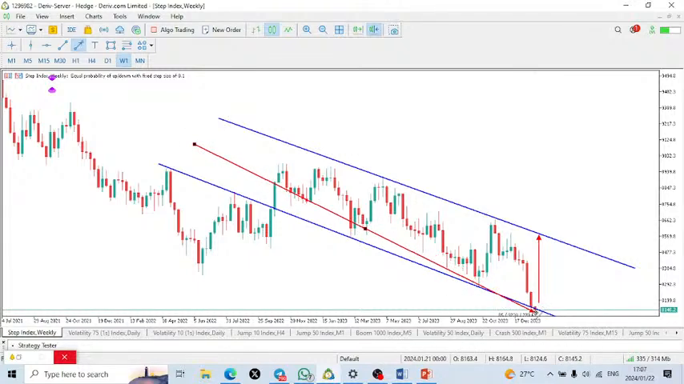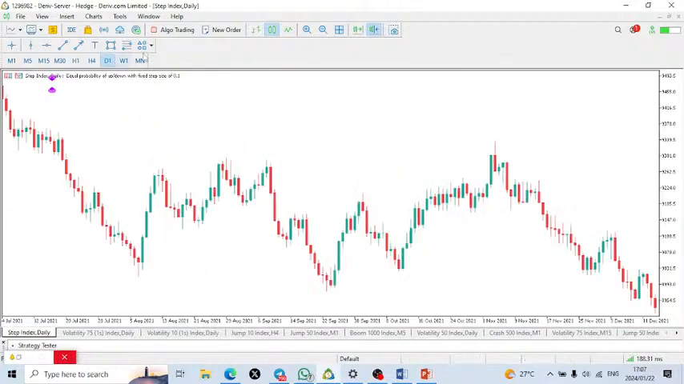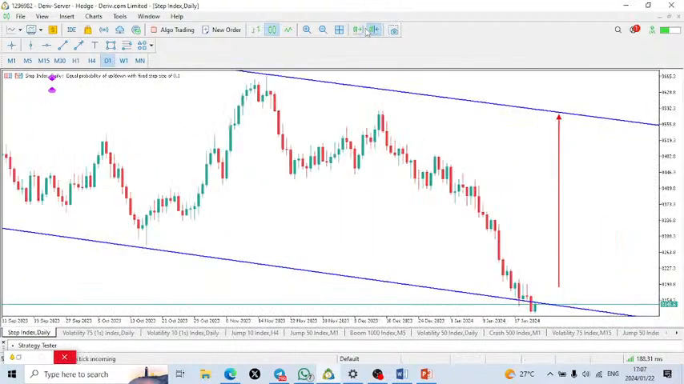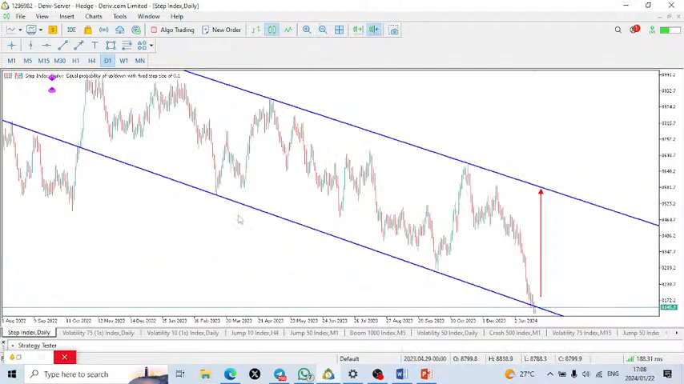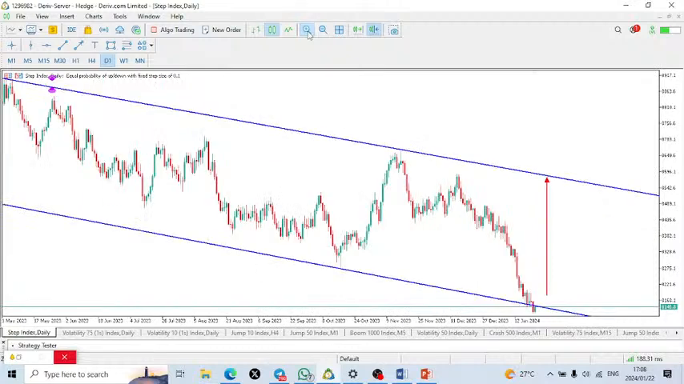So we are anticipating that there's a likelihood that price will respect this trend line and then start to move upwards. This is what I'm seeing in Step Index. If I go to the daily, we can see that there was a close below the trend line, which is something that we don't want to see. Price closed below that trend line.